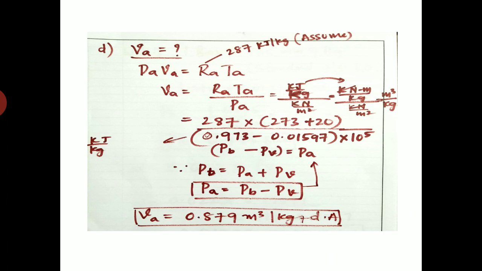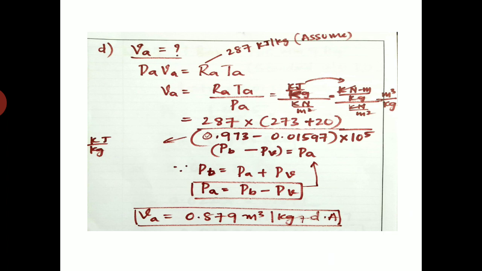So again, from that, what is exactly P_A? So P_A is equal to P_B minus P_V. So that is what in previous term I have written. P_A can be written as P_B minus P_V. Okay. So P_B is known, P_V is known.